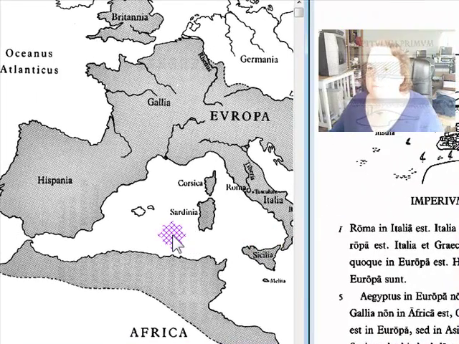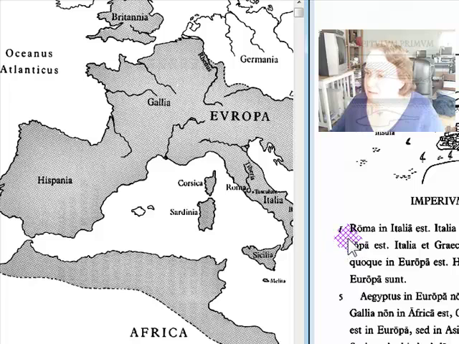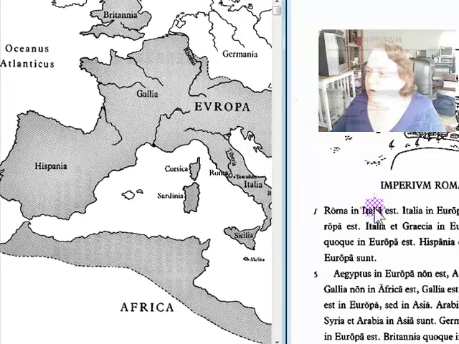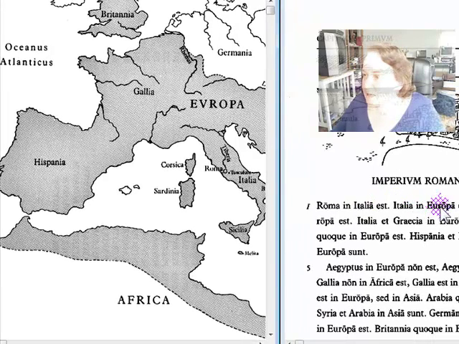And it begins with Latin words, Roma in Italia est. You may look at the map and find Roma. Where is Rome on the map? There it is. Roma in Italia est. Rome is in Italy. Italia in Europa est. Just making a small substitute for what it's in Europe. And what is in Europe? Italy. Italy is in Europe.